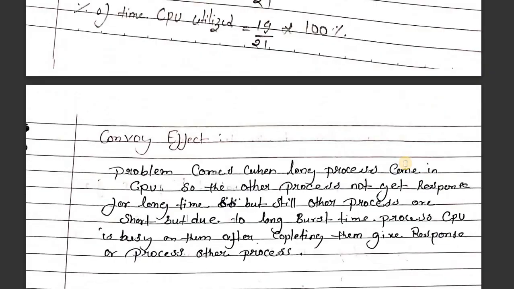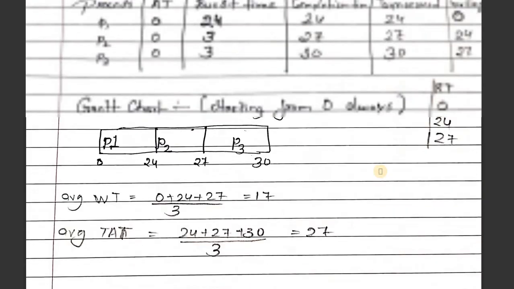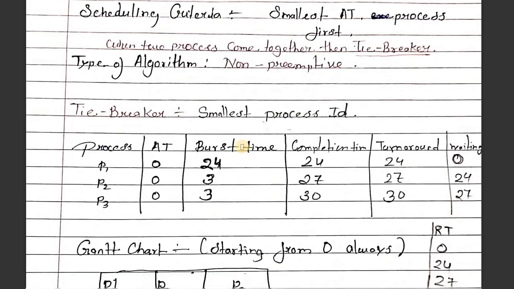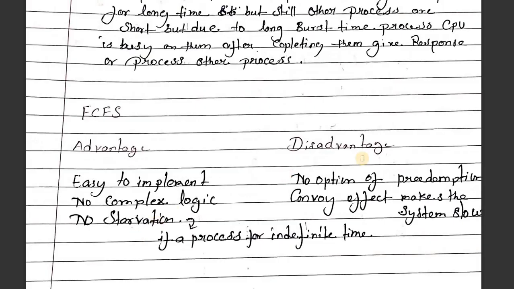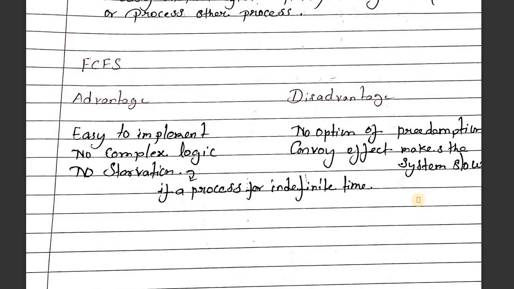Here FCFS is a non-preemptive scheduling algorithm. Due to the non-preemptive nature of this algorithm, it is not possible to forcefully take a process out of the CPU, due to which the convoy effect makes the system slow.